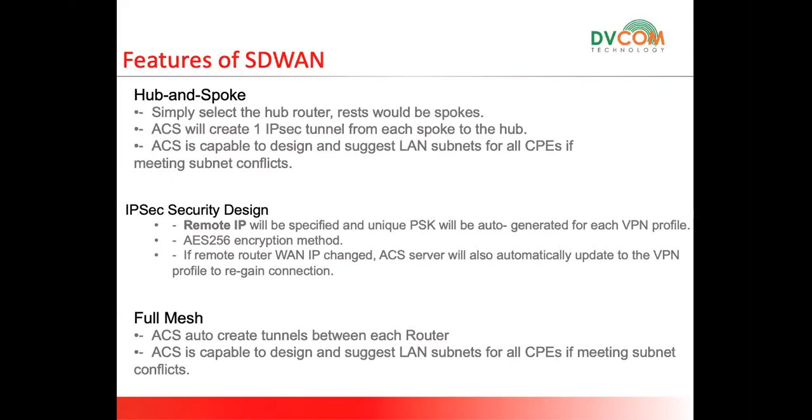ACS is capable of designing and suggesting LAN subnets for all the CPEs if there are subnet conflicts. Especially if your customer has multiple branches and expects to configure the VPN through ACS, within a few seconds you can deploy it from the single dashboard. So that's the beauty of ACS, and this is one of the features of SD-WAN as well.